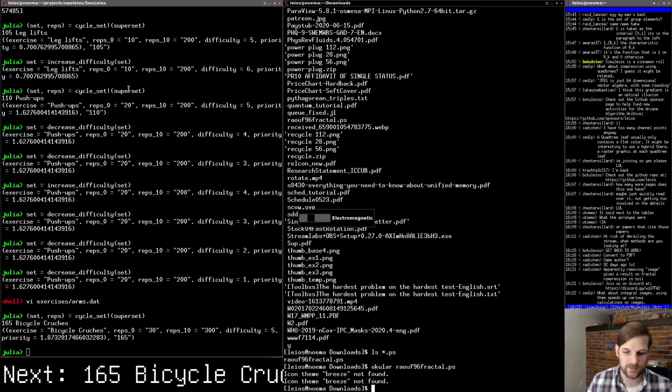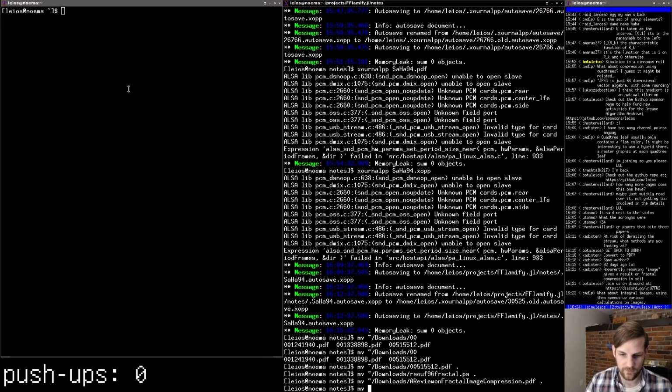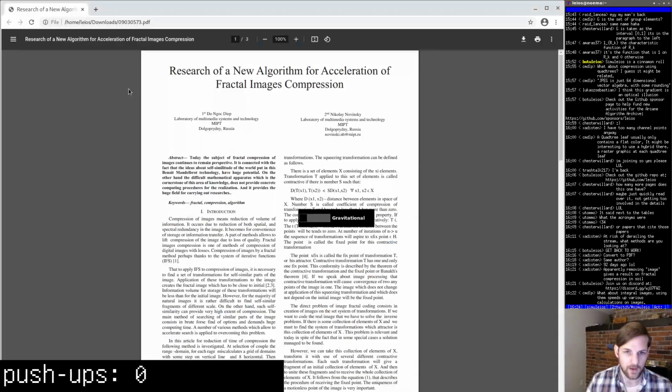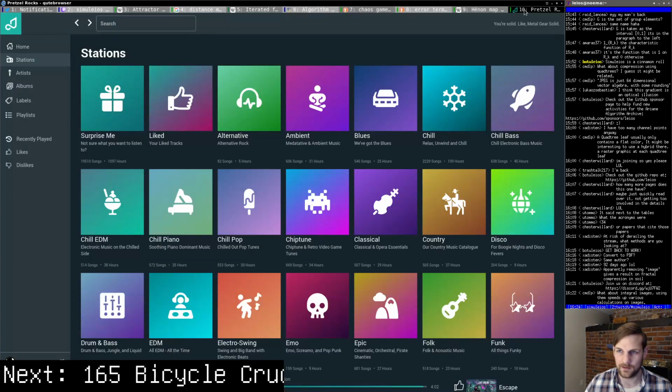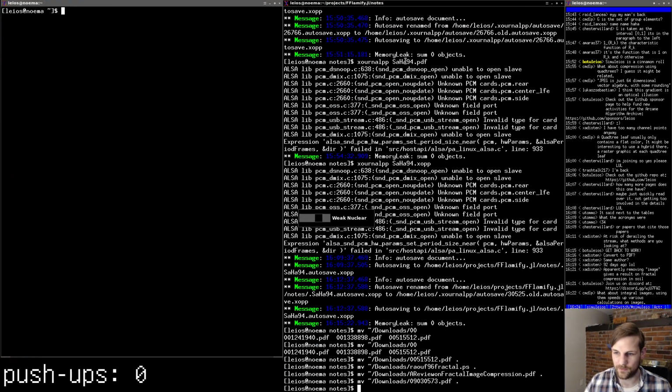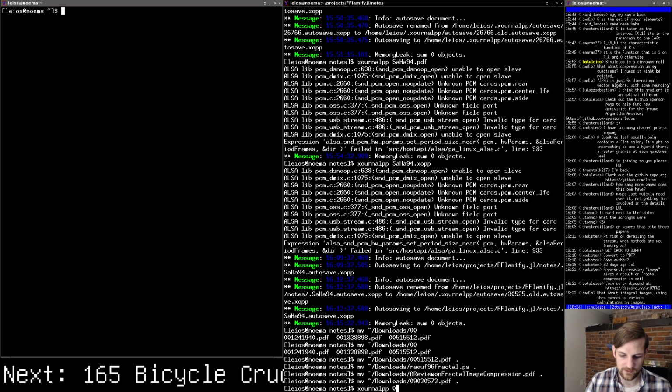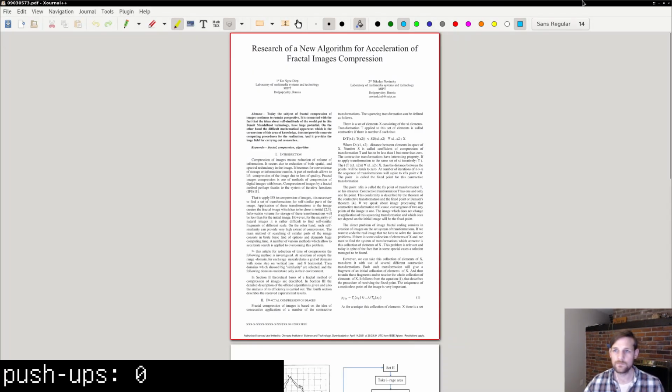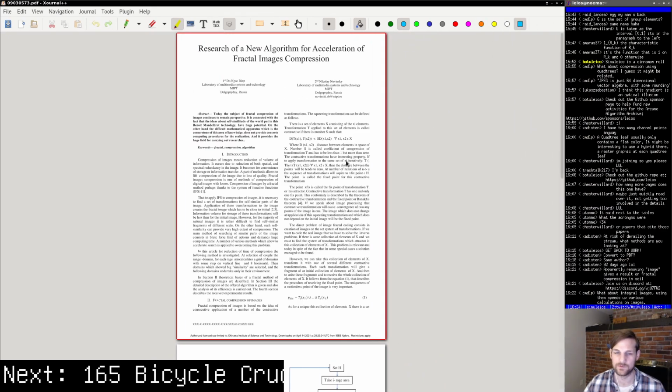So let's move that over here as well. Move, downloads, 093 here. Okay, I'm gonna open this one up in Zernal and just read the abstract and see if I can understand it. And if I can't, then we'll go from there. So let's do Zernal pp 09 whatever, and move this down here so I can still read chat.